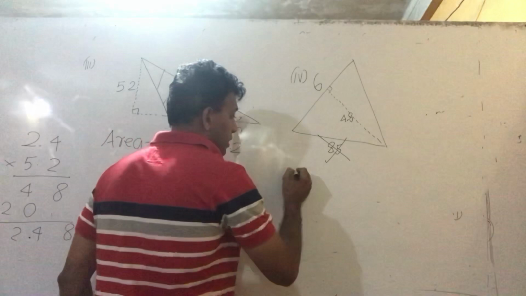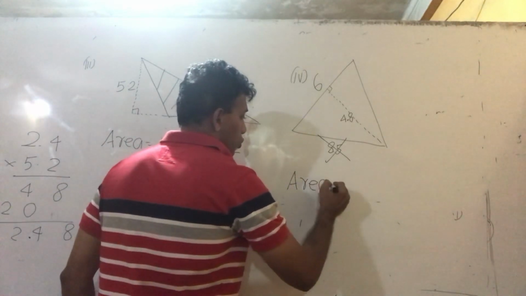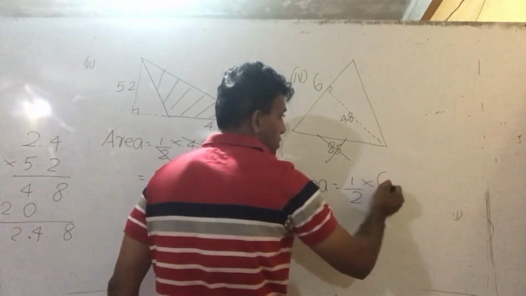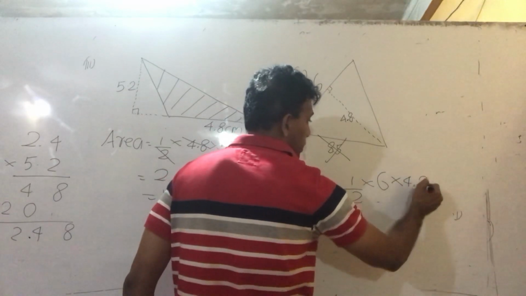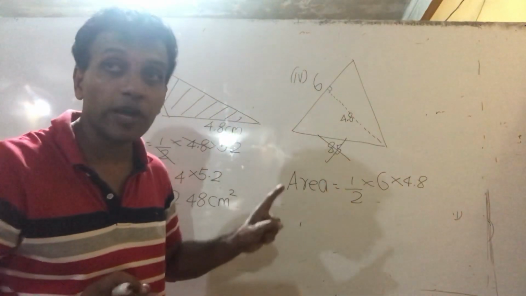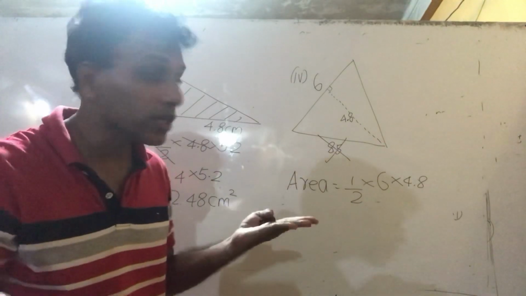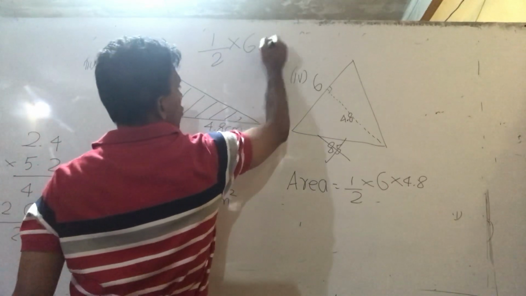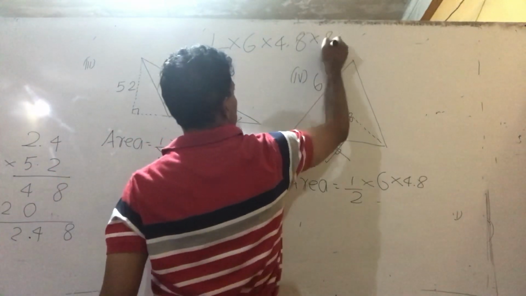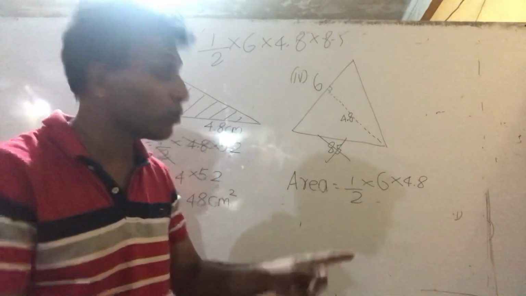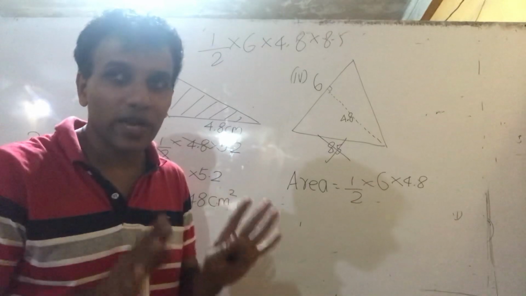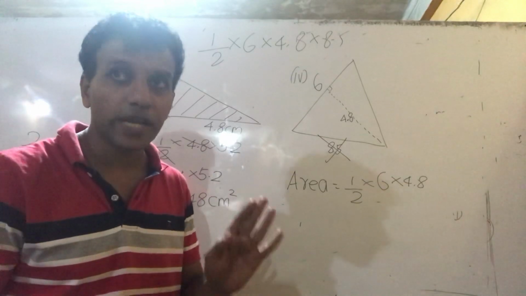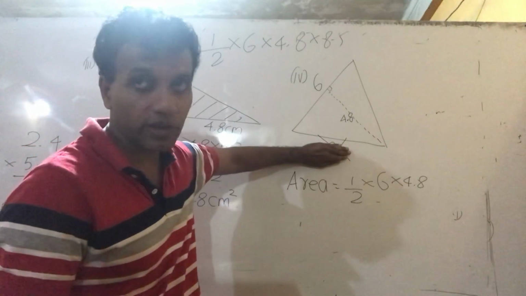So what is the answer? Area equal to half into what? Base is 6, height is 4.8. No use of 8.5. Some other students multiply everything. They write half into 6 into 4.8 into 8.5. They like to multiply everything because a number is provided. No, that's the wrong way. Properly study the formula, half into base into height, right? No use of 8.5, okay?